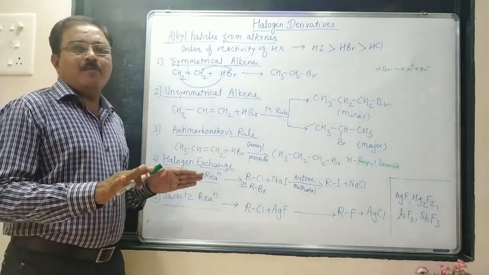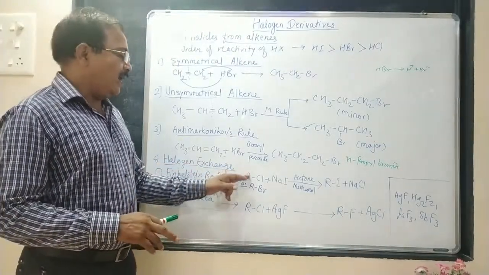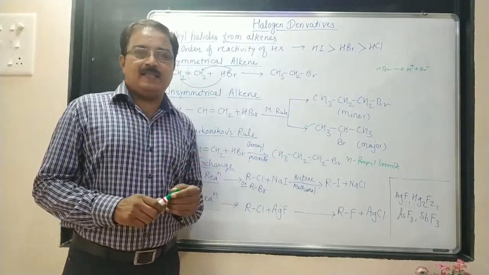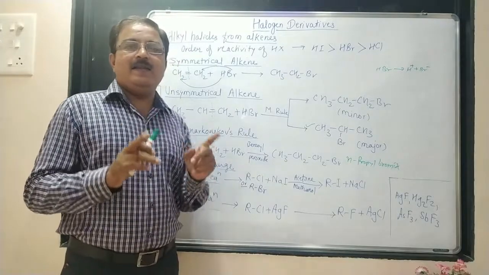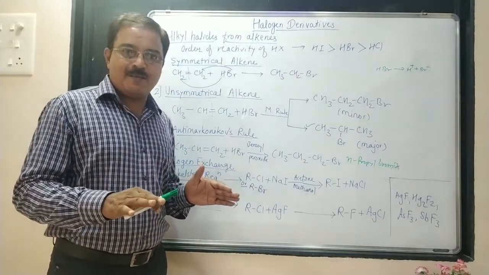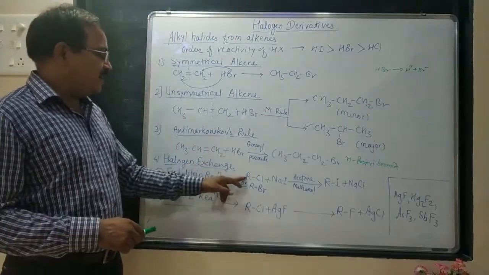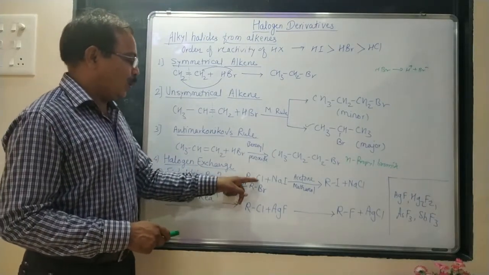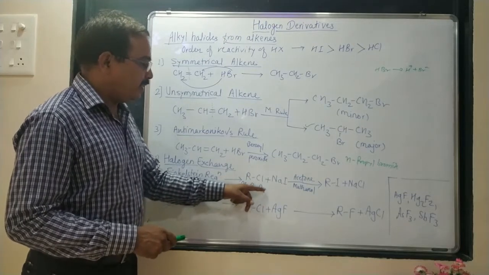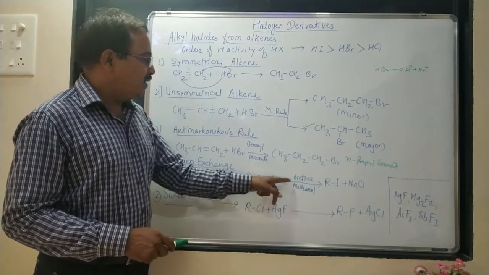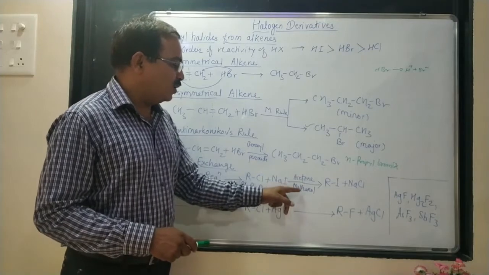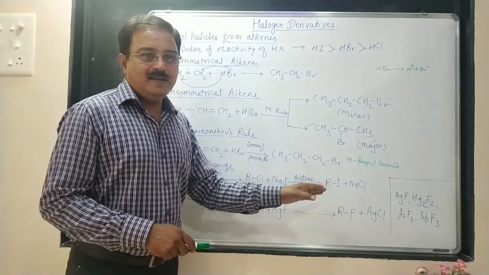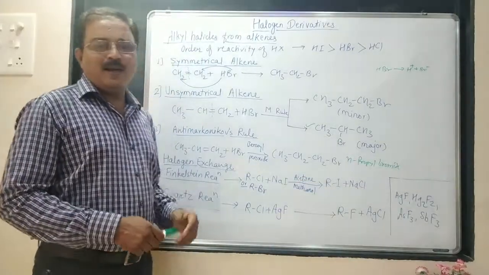So you should keep in mind that conversion of alkyl chloride or alkyl bromide into alkyl iodide is called a Finkelstein reaction. That you have to learn by heart as far as your competitive examination is concerned. First we will understand the characteristic of the Finkelstein reaction: alkyl chloride or alkyl bromide, when reacted with sodium iodide in the presence of either acetone or methanol, gives RI plus NaCl. So any alkyl iodide can be prepared.